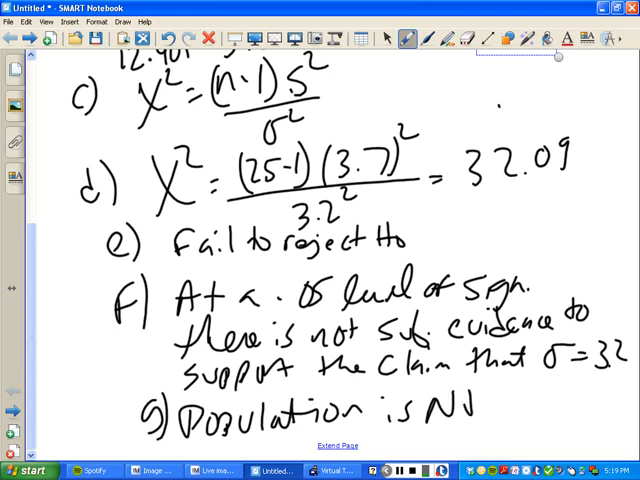Population is undistributed. Okay. Troy's okay.